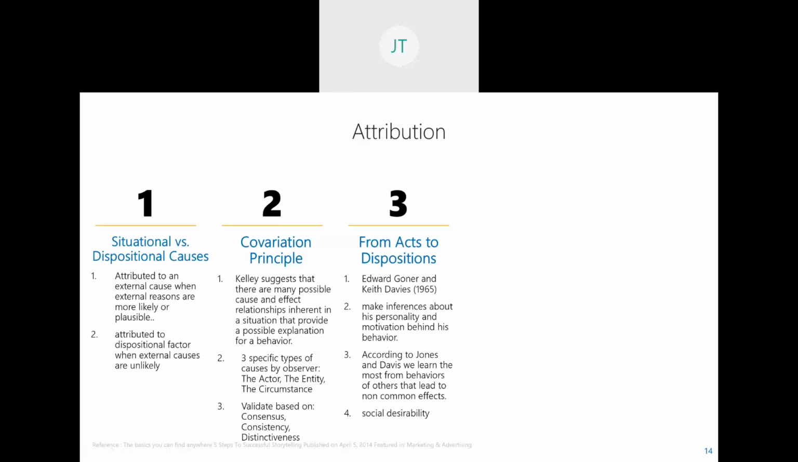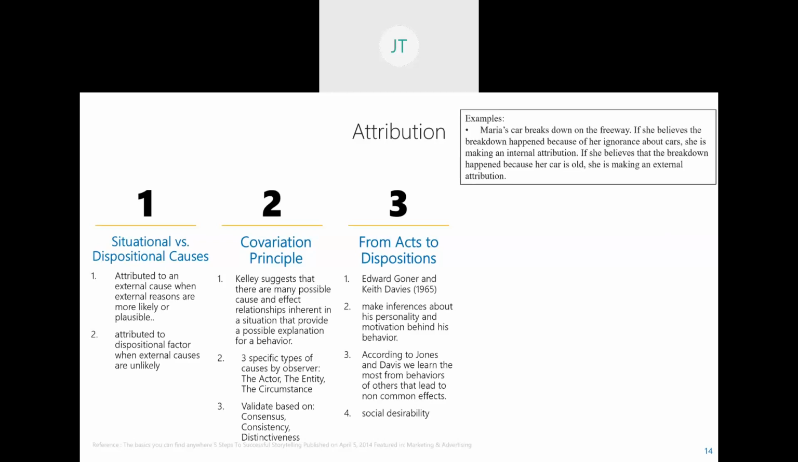Again, we will look at all three of them a little better. If you read the book, at least I was very, very confused. The language and all of it put together, I couldn't really gather what they were trying to say, right? But later parts of the book unveil it a little more. So for example, Maria's car breaks down on a freeway. If she believes that the breakdown happened because of her ignorance about cars, she is making an internal attribution, right? And if she believes that the breakdown happened because her car is old, she is making an external attribution, right? So this is the difference between internal and external attribution.